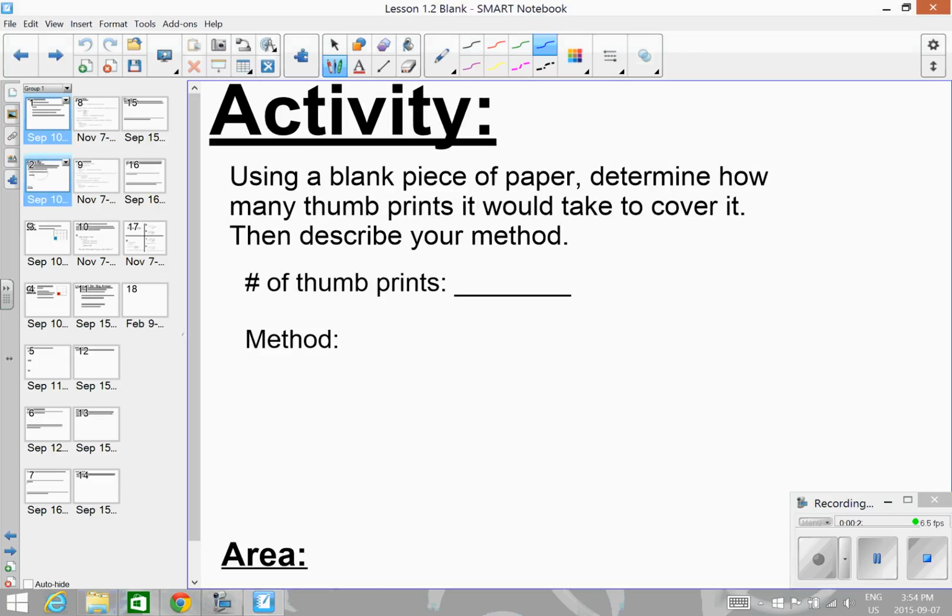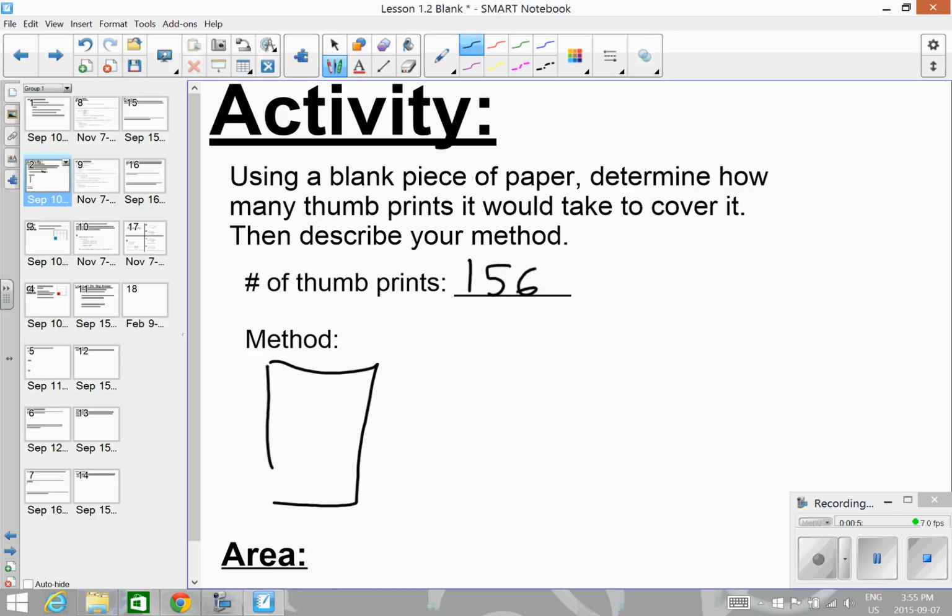Anywho, I want you to take out a blank piece of paper and determine how many of your thumbprints it would take to cover it. So go ahead and pause it and do that. Alright, so there's no right or wrong answer, as long as you did the activity. When I did it, mine was 156 thumbprints.